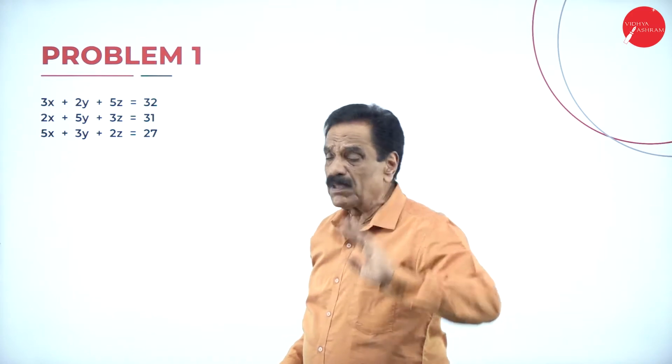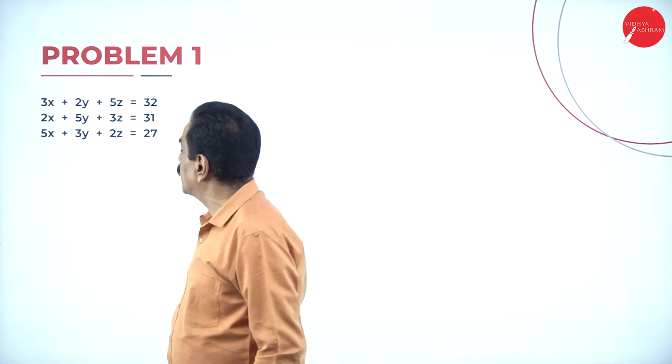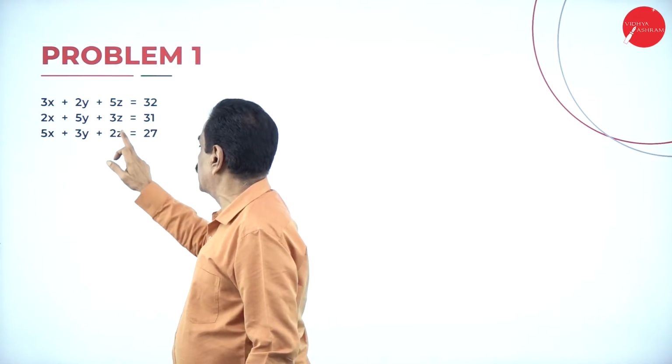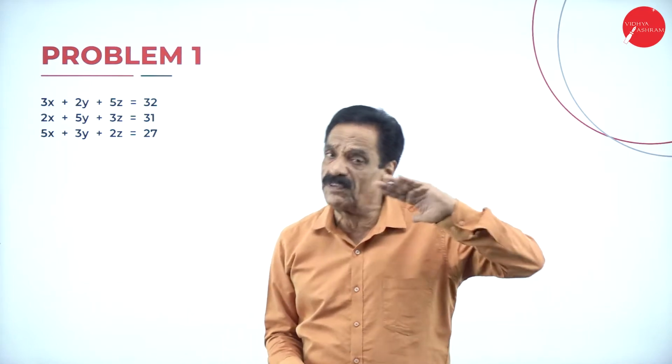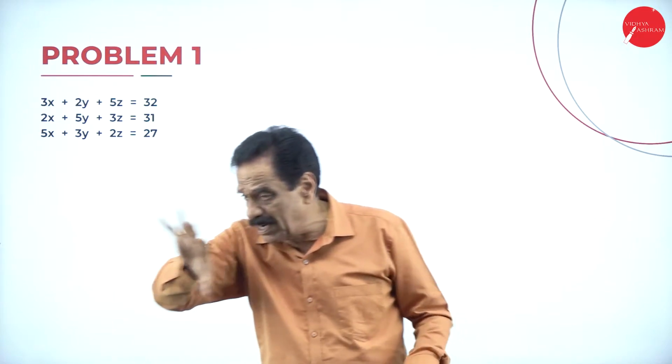In the last one, delta z, we replace the third column, and the first two columns are retained the same: 3, 2, 5, 2, 5, 3, with the third column 32, 31, 27. Find out the value of x, the value of y, and the value of z, the three variables.